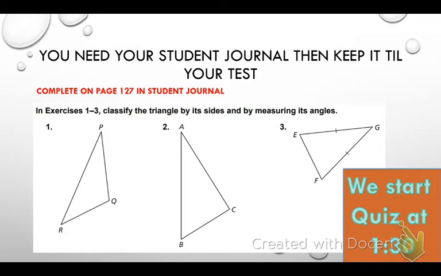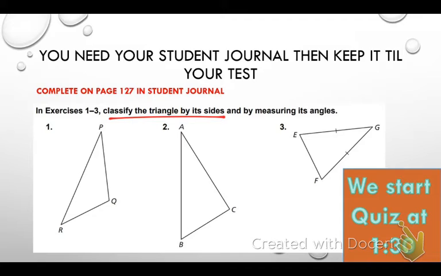It says to classify the triangle by its sides and by measuring its angles. So first, let's talk about when we classify a triangle by its sides. What if you have no congruent sides? What do we call that? Scalene. It's called scalene.